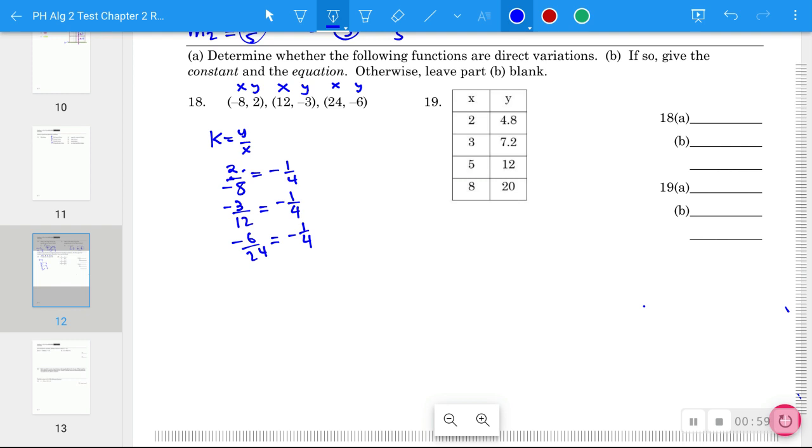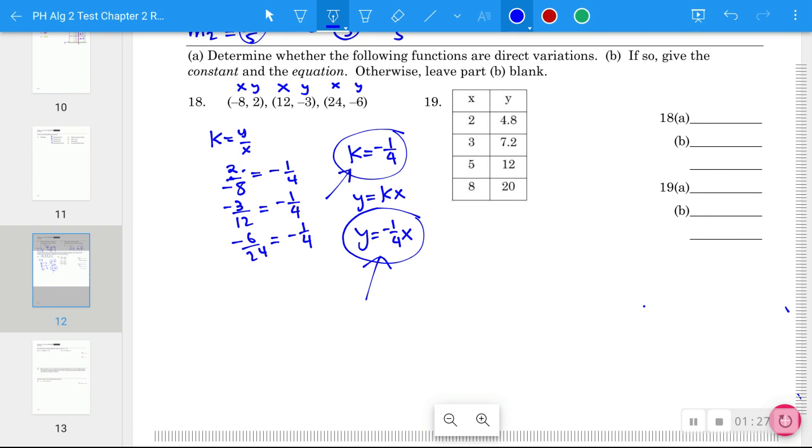So what we've determined here is that you always get the same value each time, it's constant. The constant's negative 1/4, and these equations are y equals kx format, so you can say y equals negative 1/4 x, like that. So this is the equation right here, this is the constant, and the answer here is yes. So we'll go yes. The constant value was negative 1/4, and the equation is y equals negative 1/4 x.